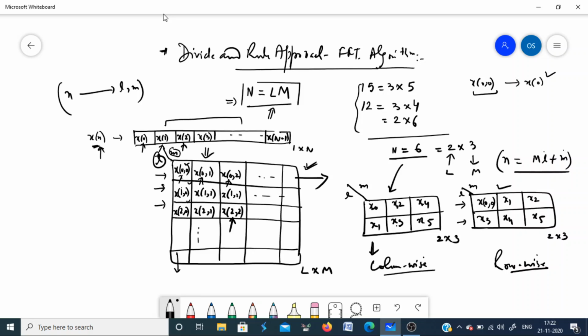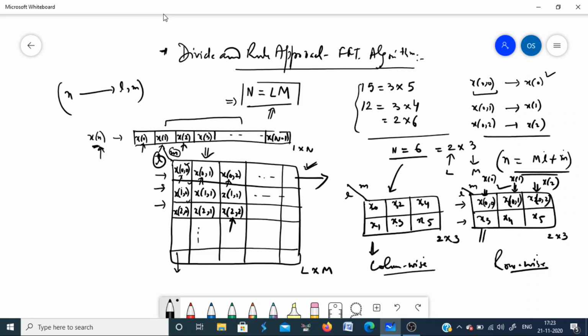And for this point, this is my x01. Similarly, this is x02. So if you compute from this relation, when l is 0 and m is 1, you will get n is equal to 1. It means for x01, you are getting x1. Similarly, for x02, you are getting x2. So this point is filled with x0, this point with x1, this point with x2.